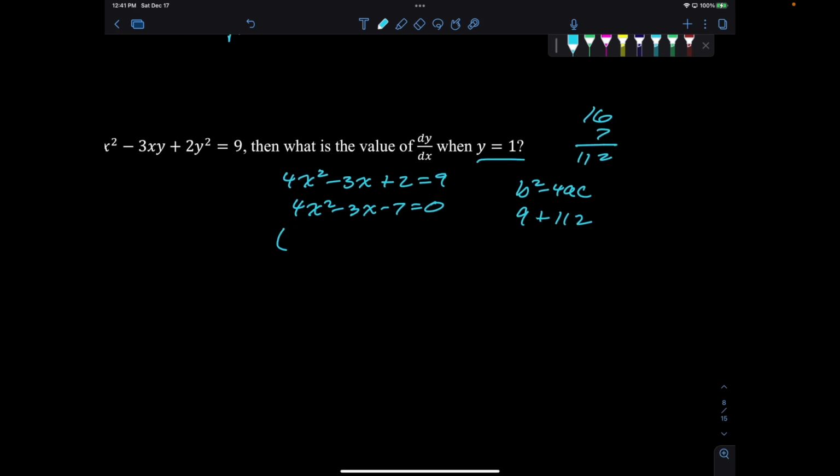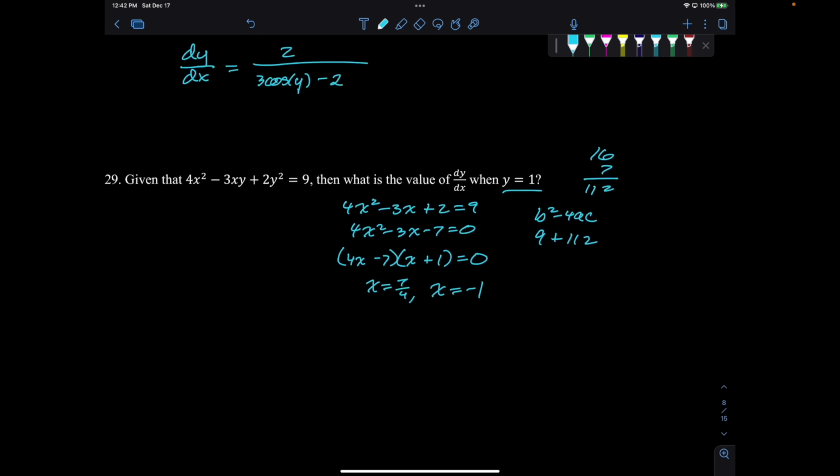So then if there's more than one, how am I finding dy/dx? I don't know. Let's say 2x. Why didn't I just continue using the quadratic formula? I don't know. 2x and 2x, 7 and 1, that's wrong. So let's go back to 4x and x. I want to do minus 7 plus 1. So x is 7/4 and x is negative 1. Is there some restriction here?